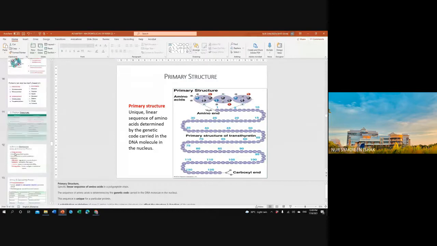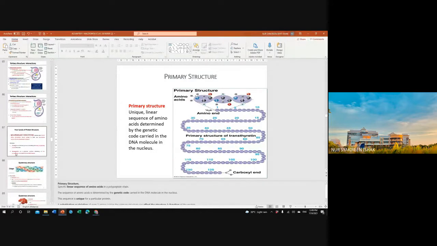Sebenarnya sikit lagi je nak habiskan protein function. Kita stop dulu lah. Okay, kita stop dulu. Nanti kita sambung. Okay. So far ada soalan?